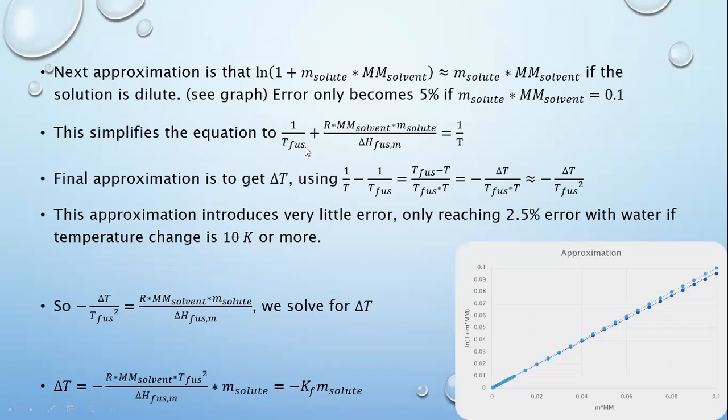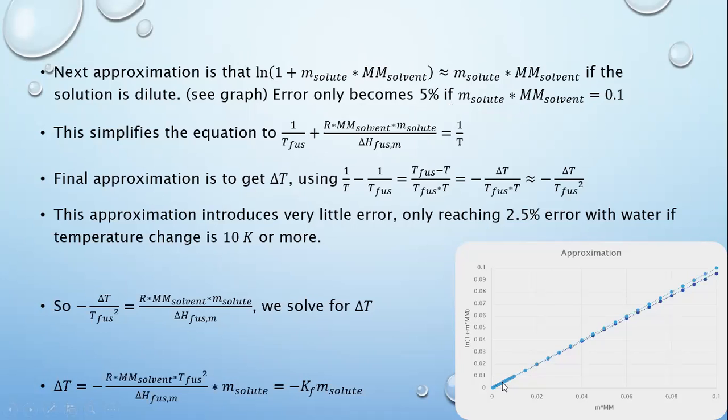Now the next approximation, and this is the hard one, is that 1 plus molality of solute times the molar mass of solvent is going to be approximately equal to molality of solute times molar mass of solvent. The natural log of 1 plus this gives essentially a rounding error. And this only works if the solution is dilute. But this error only becomes 5% if the molality goes all the way up to, say, 0.1 molar. So we're making this dilute.